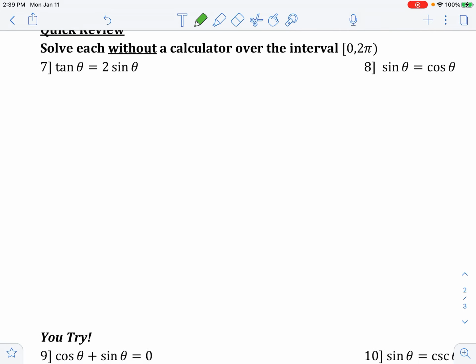Okay. So first off, I asked myself how many terms there are. There's 2 terms, a tangent and a sine. So remember when I do this, I'm going to get everything on one side of the equation. I'm going to attempt to factor it.